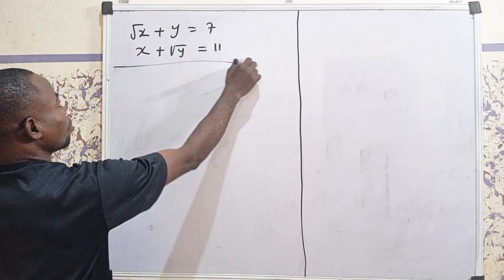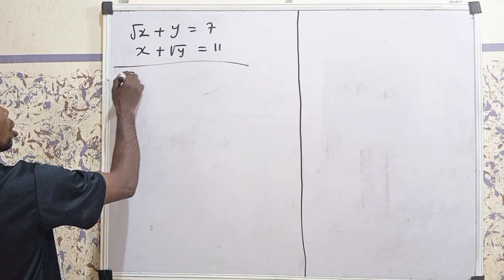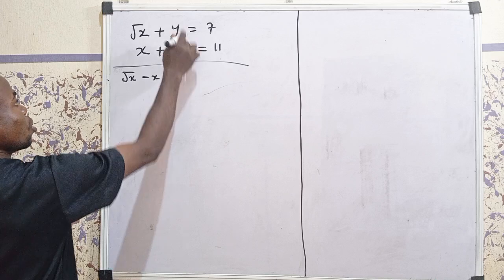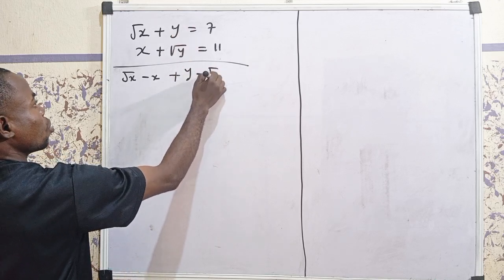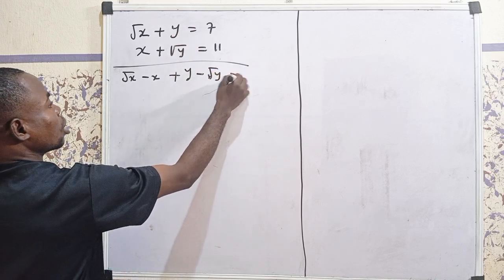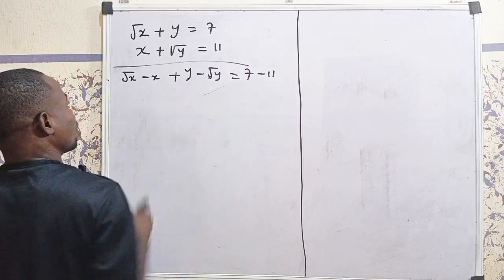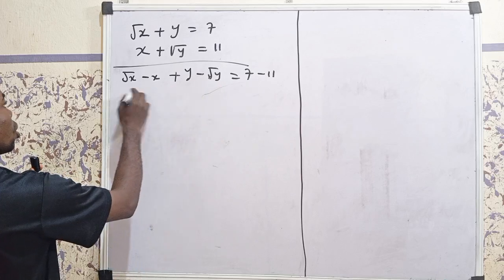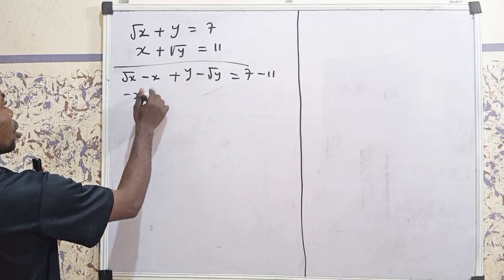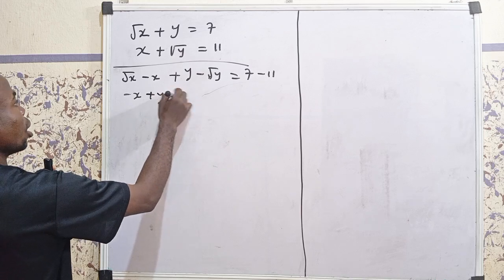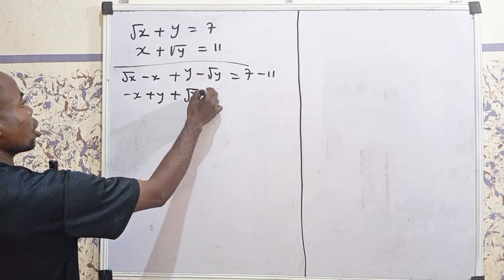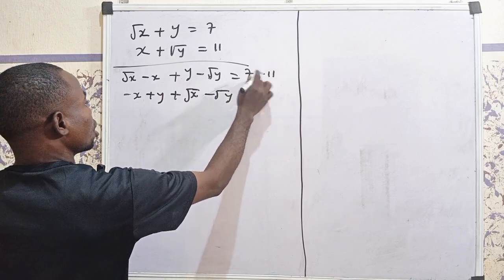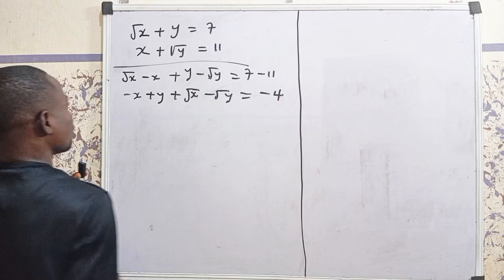So if I do that, what I'm going to be having is root x minus x, okay, and of course plus root y minus root y is equal to 7 minus 11. Next, I bring those ones that have roots together. So I'm going to be having minus x plus y, then plus root x minus root y is equal to 7 minus 11 is minus 4.